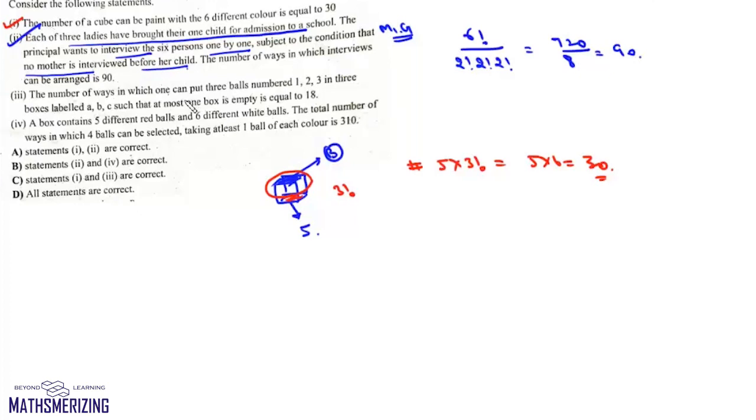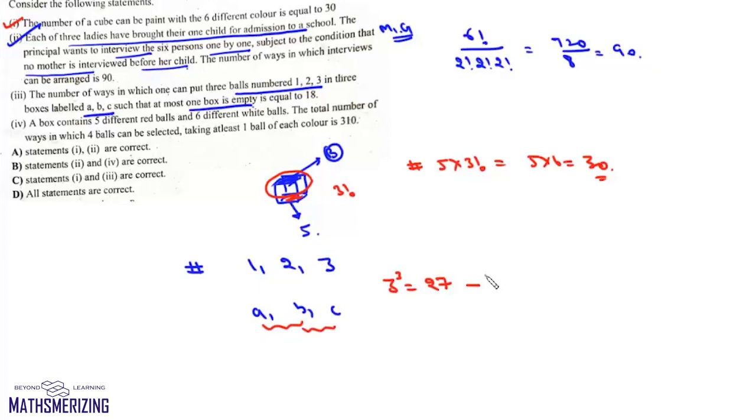Now the third one is the number of ways in which one can put 3 balls numbered 1, 2, 3 in 3 labeled boxes A, B and C such that at most 1 box is empty. We have 3 distinct balls, 1, 2 and 3, and 3 distinct boxes A, B and C. The total number of ways in which we can distribute these 3 balls in these 3 boxes is 3 to the power 3, which is 27. From this, we'll subtract all the cases in which 2 or more boxes are empty. All 3 boxes cannot be empty. So we'll have to subtract all the cases where either A and B are empty, or B and C are empty, or A and C are empty.